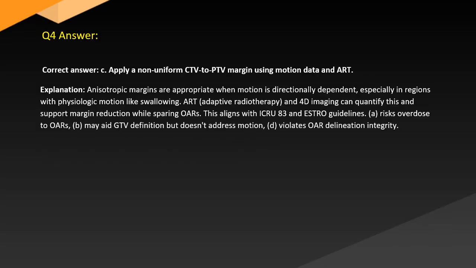Answer. Correct answer: C. Apply a non-uniform CTV-to-PTV margin using motion data and ART. Explanation. Anisotropic margins are appropriate when motion is directionally dependent, especially in regions with physiologic motion like swallowing. Adaptive radiotherapy and four-dimensional imaging can quantify this and support margin reduction while sparing OARs. This aligns with ICRU 83 and ESTRO guidelines. A risks overdose to OARs. B may improve GTV definition but doesn't address motion. D violates OAR delineation integrity.